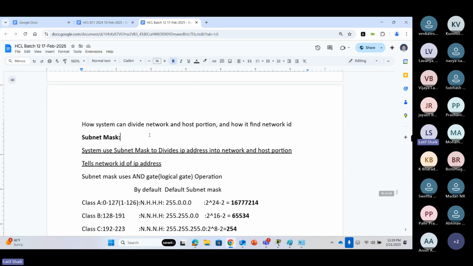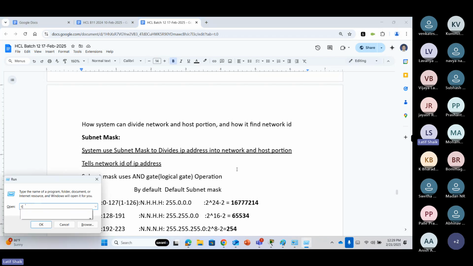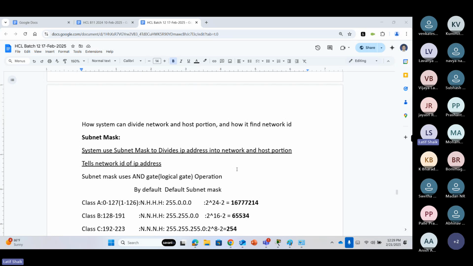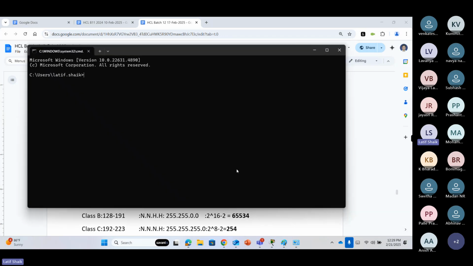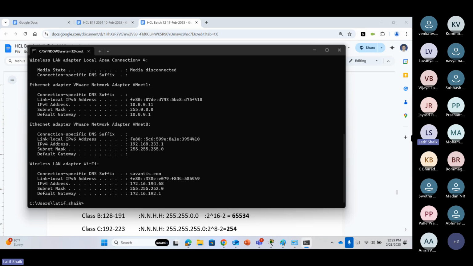Okay, then what is this subnet mask? When you check your IP address, it will always show the IP address and subnet mask. Then what is this subnet mask? We discussed the network and host portions. We can understand which is the network and which is the host.